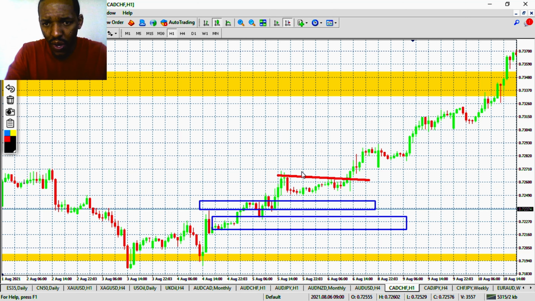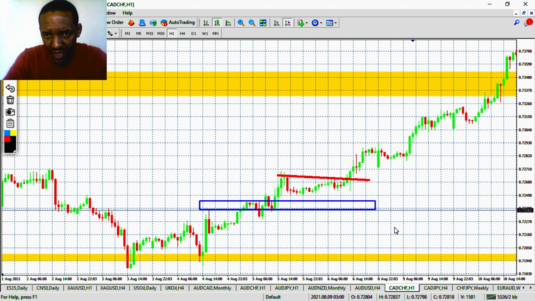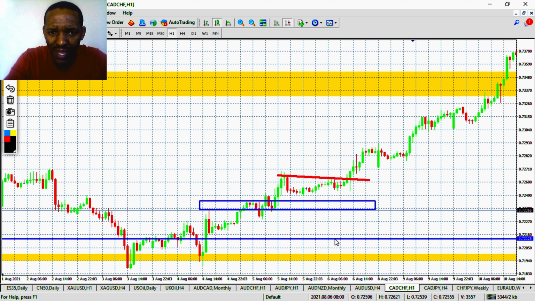So how you would trade this one is by entering the markets right there at the break. You enter the markets at the break of this line. You enter right here. After you've entered the markets there, you want to place your stop loss. Your stop loss will be right here at the bottom, so you don't get stopped out.